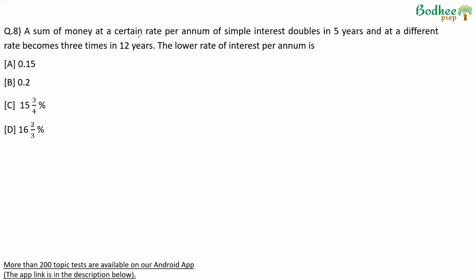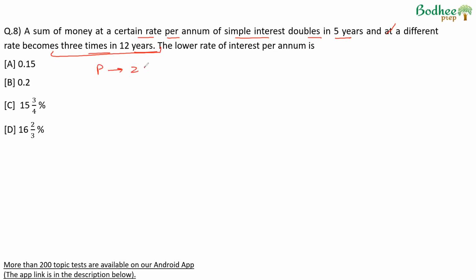A sum of money at a certain rate per annum of simple interest doubles in 5 years, and at a different rate becomes 3 times in 12 years. The lower rate of interest is. Now, if it doubles in 5 years, so P becomes 2P in 5 years, it will triple in 10 years. We just have to find the rate for the second part, but let us find the rate for both of them and confirm.